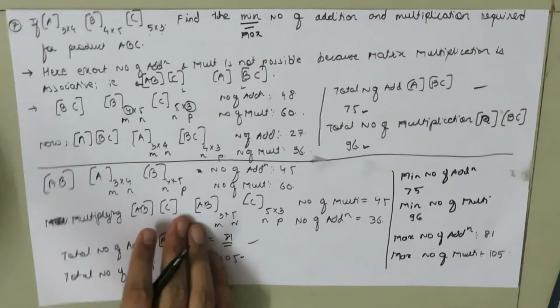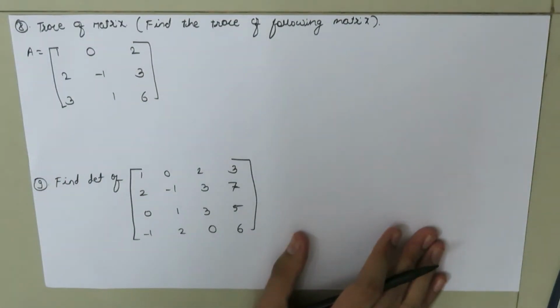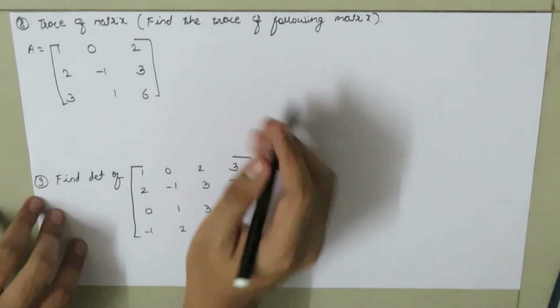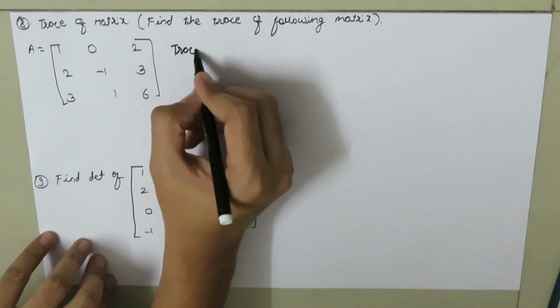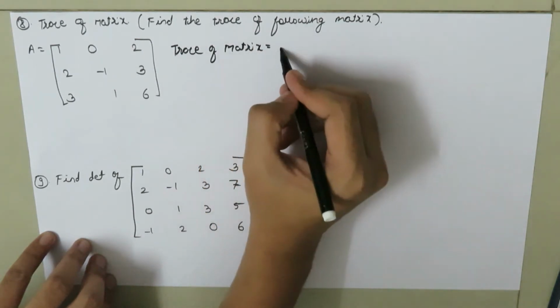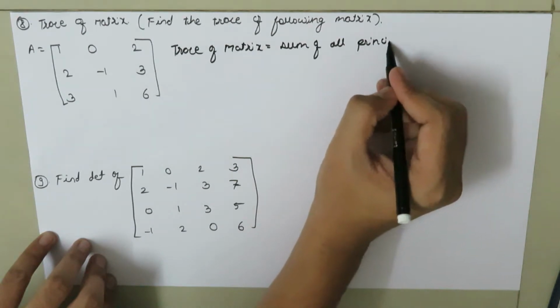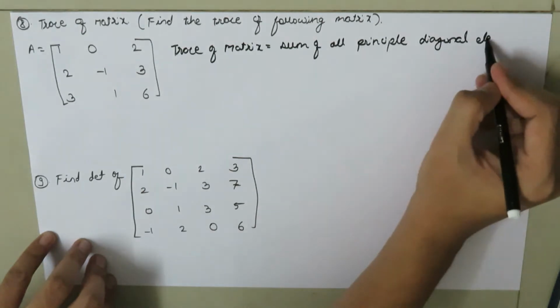Let's take another example, which depends on how to find the trace of a matrix. So here we have a question: find the trace of the following matrix. We know that the trace of a matrix is equal to the sum of all principal diagonal elements.